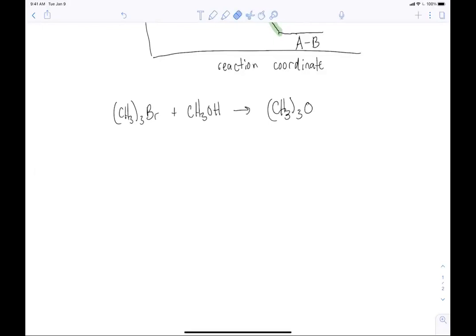Let me change this so it doesn't look as confusing. Let's just call this water. So we'll write out the overall reaction, and we draw it like this. But what we realize is that there are actually steps happening along the way here. It doesn't actually happen this way. This is just the net result of adding the reactant and the product.